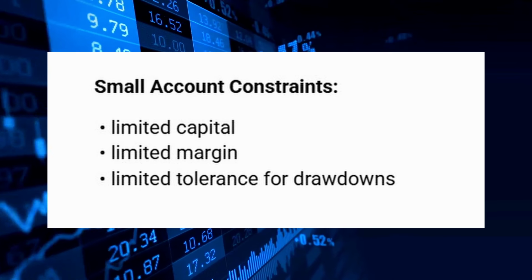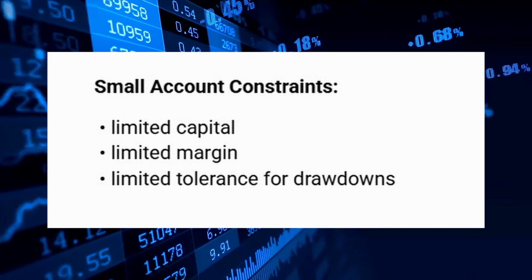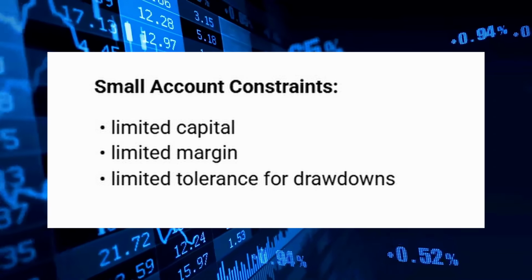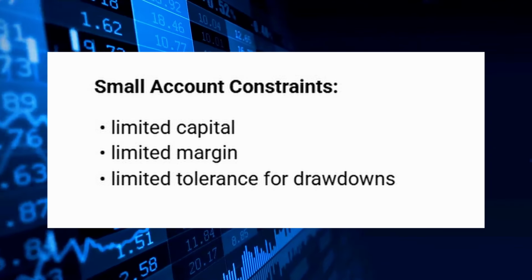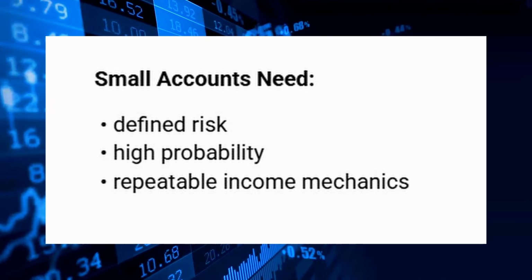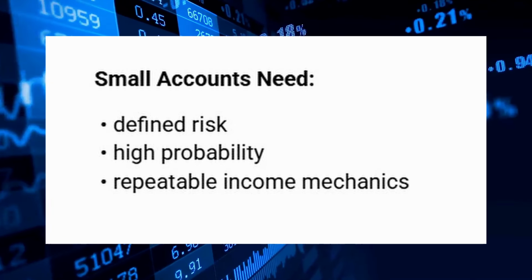All right, why do small accounts require different strategies? Well, first off, small accounts have one advantage: flexibility. Now, they also have hard constraints: limited capital, limited margin, and limited tolerance for drawdowns. That means you cannot trade the same way large portfolios do, and you cannot rely on single direction bets. Small accounts need defined risk, high probability, and repeatable income mechanics. The goal is not home runs, it's survival and consistency.